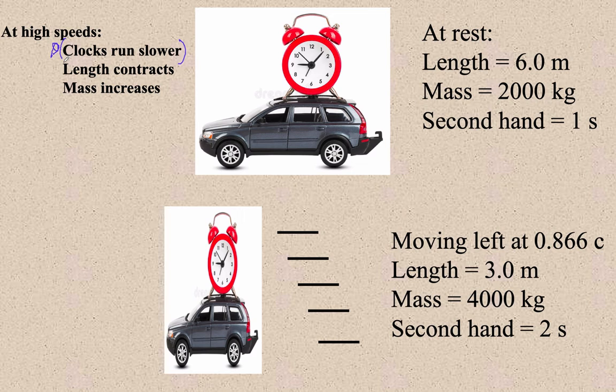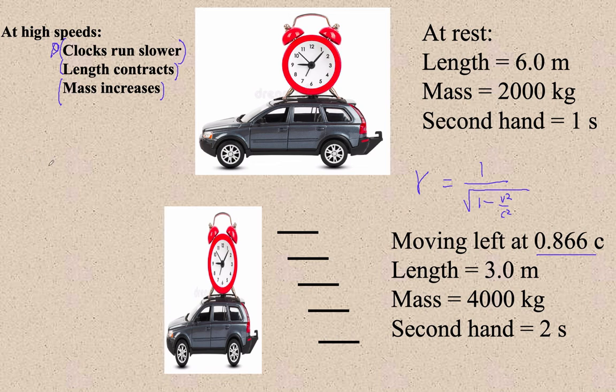Okay, the length of the car is going to contract. The mass of the car is going to increase. Now at 0.866 the speed of light, it turns out that the Lorentz factor, the factor by which all of these things change, is 2. And the Lorentz factor is 1 over the square root of 1 minus v squared over c squared. If you do that with 0.866, you get a factor of 2.